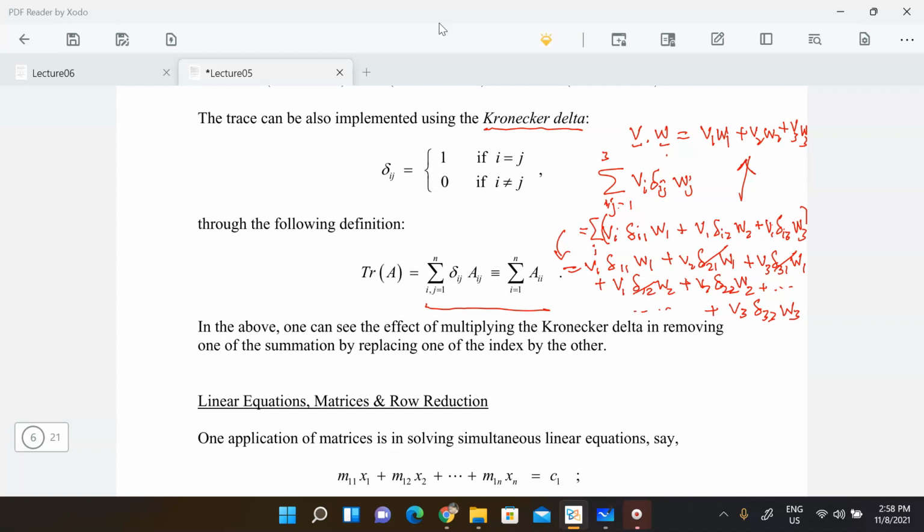When I use all these indices, when are the indices useful? The indices, the so-called index notation, are useful when you want to prove general cases.